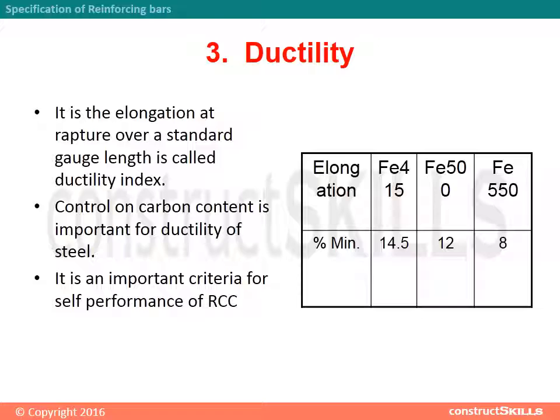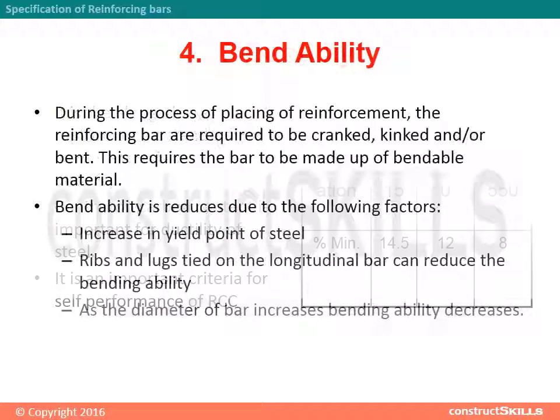Ductility. The elongation at rupture over a standard gauge length is called the ductility index. Control on carbon content is important for ductility of steel. It is an important criterion for the performance of RCC.